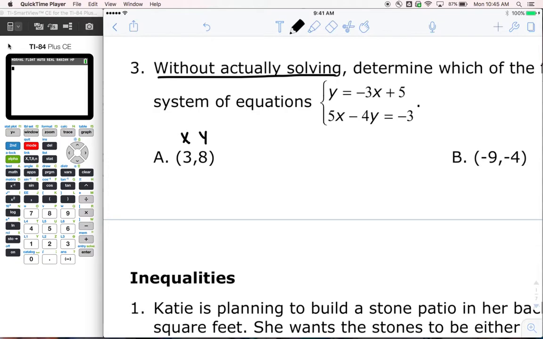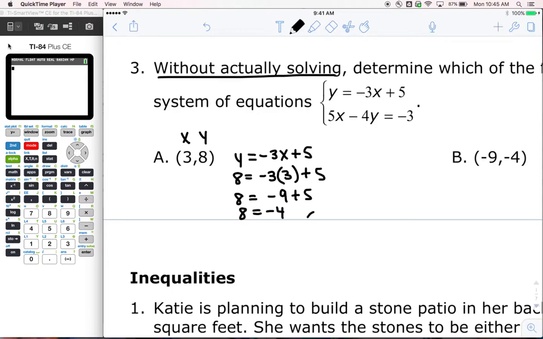So if I write y equals negative 3x plus 5, but I know that y is actually 8, right? So I can say 8 equals negative 3, and x is actually 3. So I write a 3 right here plus 5. Then I've got negative 9 plus 5, so I've got 8 is equal to negative 4. Okay, well obviously 8 is not equal to negative 4, so maybe just write a no or something. So this is not an answer.